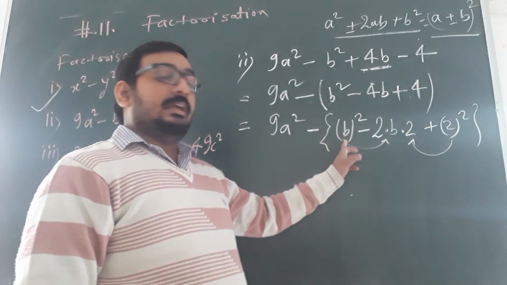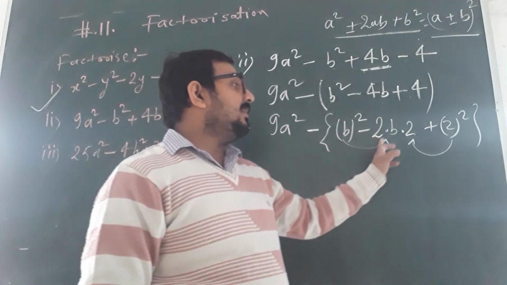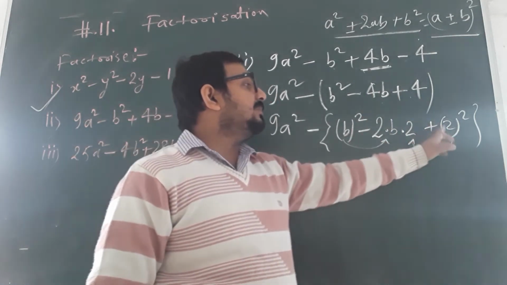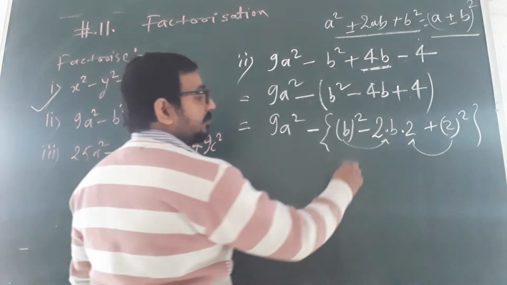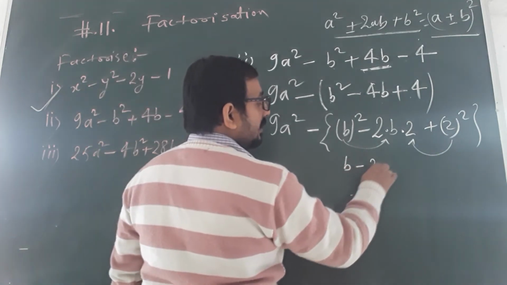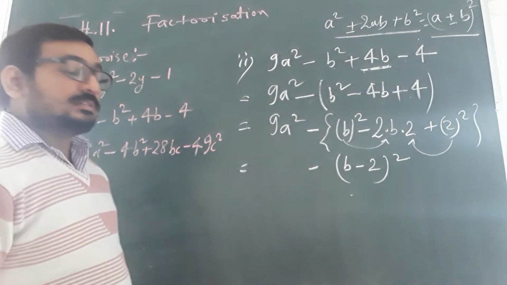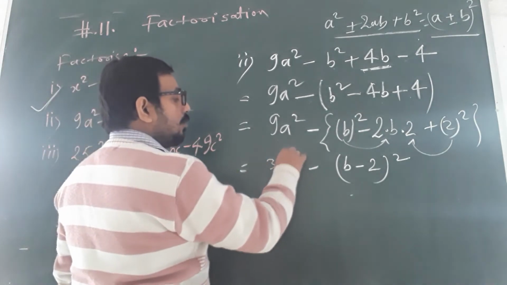It represents a squared, it represents minus 2ab, it represents b squared. So this is based on a squared minus 2ab plus b squared, and the result of this algebraic expression is (a minus b) whole squared. Minus 9a squared is written as (3a) whole squared.